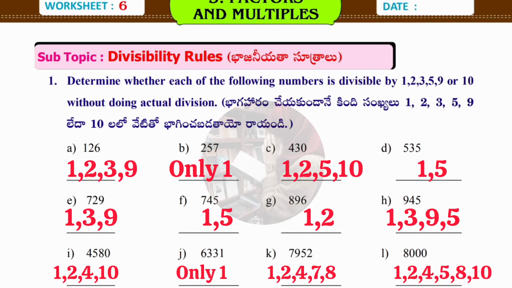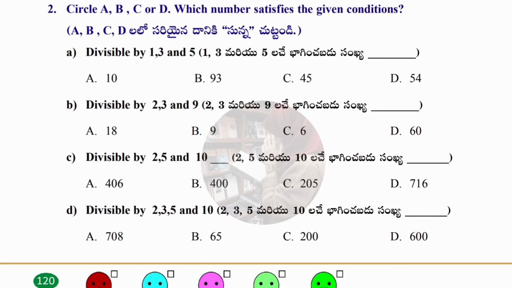Okay, now we'll move to the second Roman, which is circle A, B, C or D, which number satisfies the given condition. Okay guys, so here we have given as choose the correct answers type. Okay, let's see the question. A, divisible by 1, 3 and 5. Here in the options A, B, C and D we have given some numbers, means 4 numbers. From among these 4 numbers we have to check which number is divisible by all the 3 numbers in the question, like 1, 3 and 5.